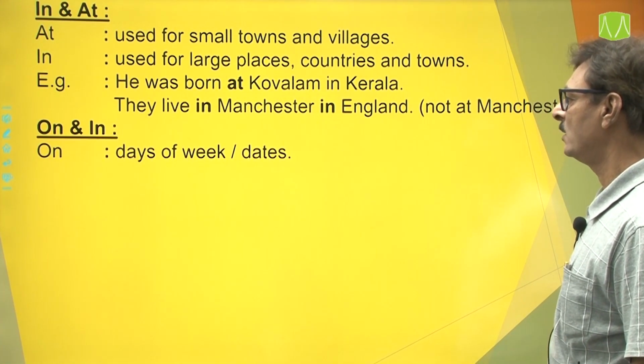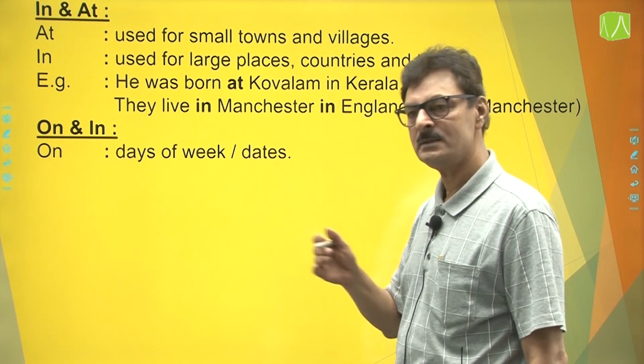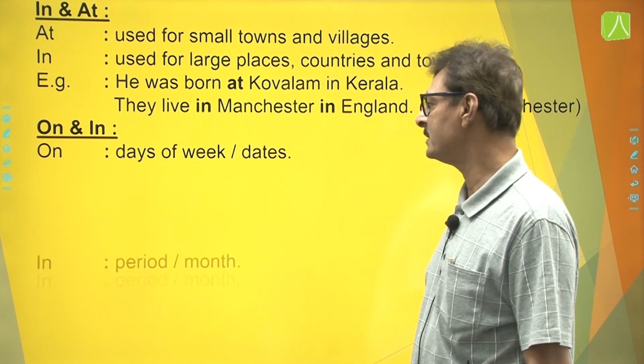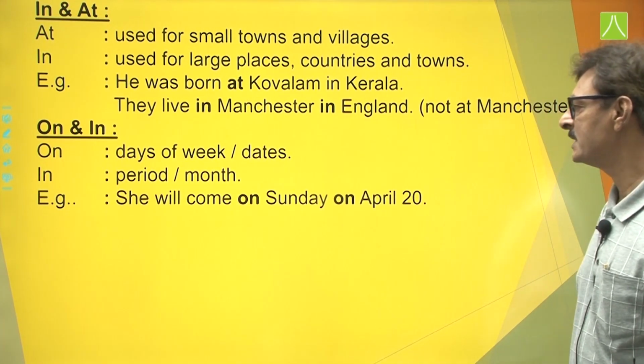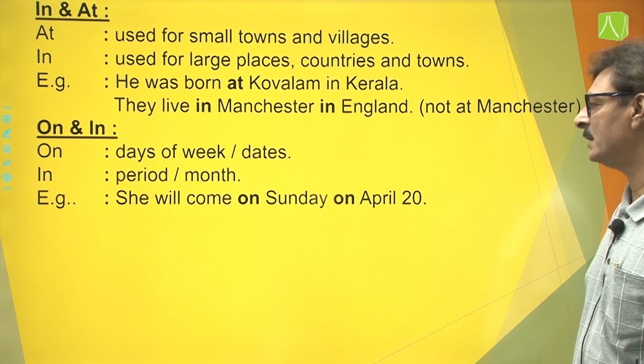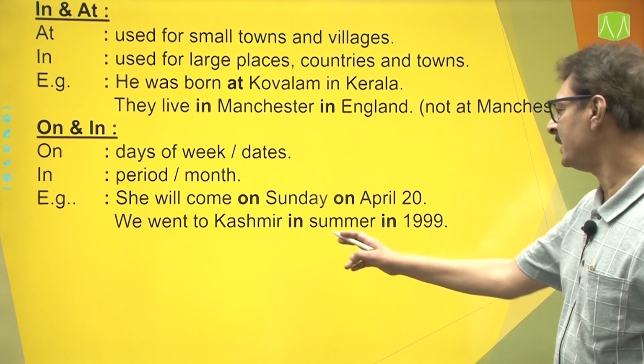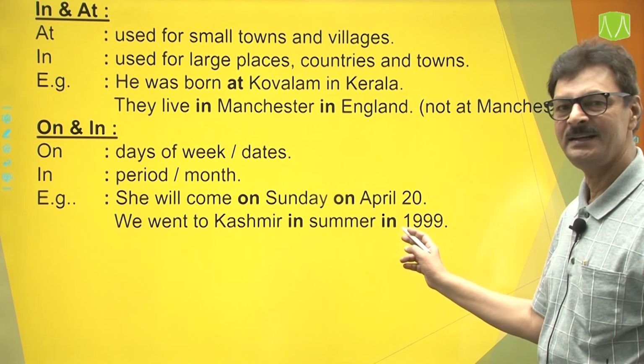On and in. On we use for days of the week and dates, and in we use for the period or the months. She will come on Sunday, on 20th April. We went to Kashmir in summer in 1999.